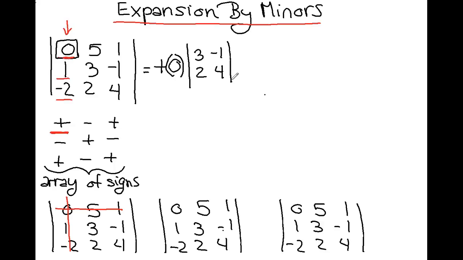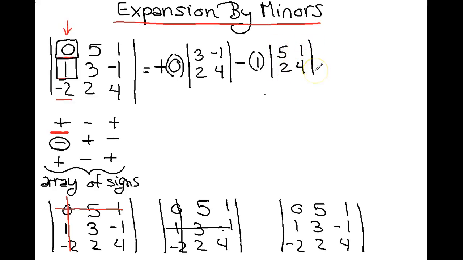Now we're going to move down to this next value, which is positive 1. And we're going to locate the sign in the array of signs, and it is negative. So we're going to subtract this time. Minus, we're going to take that 1 and put it in parentheses because it's going to be multiplied by its minor. And to find the minor, 1 is located in column 1, row 2. So we're going to cross off column 1, row 2, and we are left with the minor 5124.